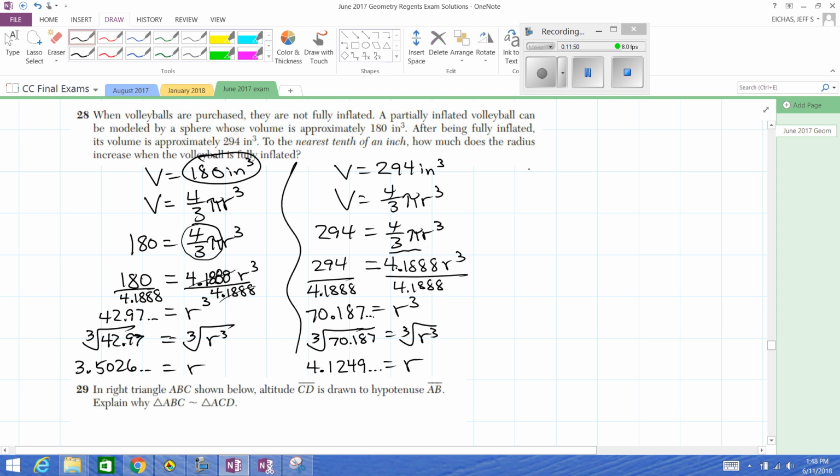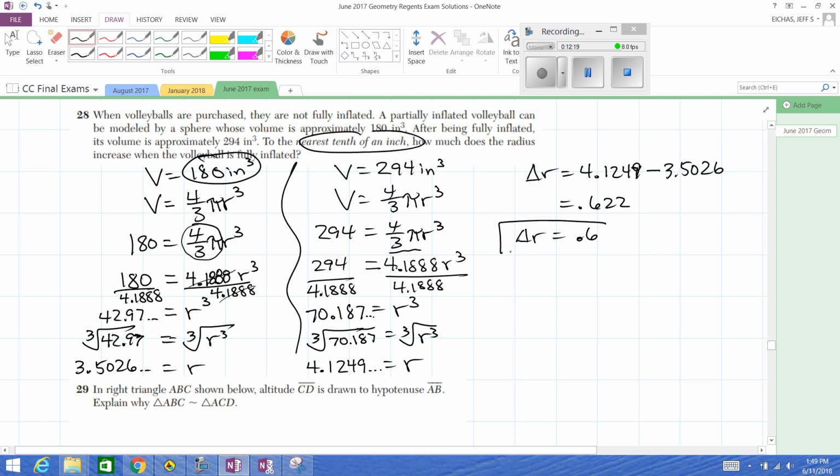Okay, so now we're going to subtract. Change in radius is going to be 4.1249 minus 3.5026. So it's looking like 0.622, nearest tenth of an inch. So the change in the radius is 0.6 inches. Okay.